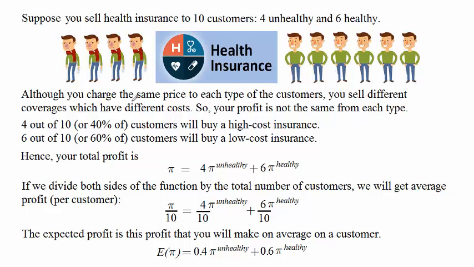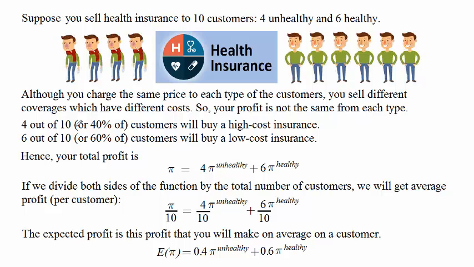Although you charge the same price to each type of customer, it's given that you sell at the same price, you sell different coverages which have different costs, right? This is our case. Coverages, by the way, here mean the quantity demanded. So your profit is not the same from each type, because their demands are different and the costs are different. So the profit from each type will be different, right?